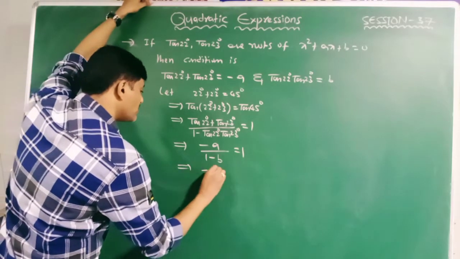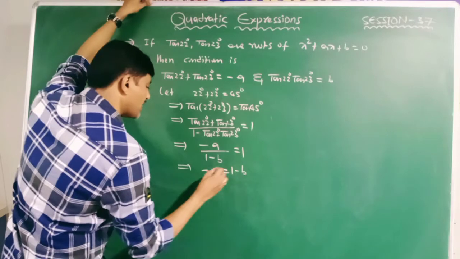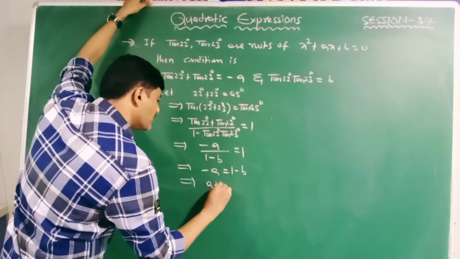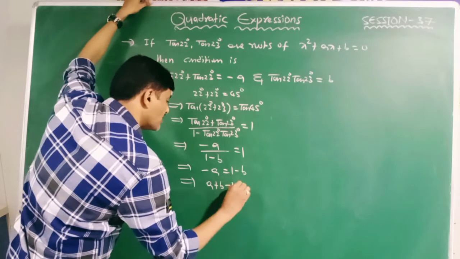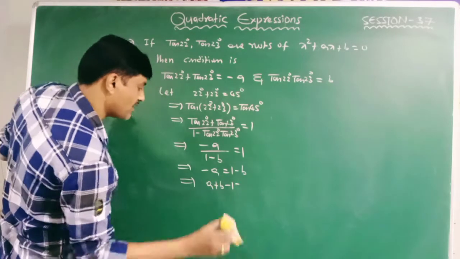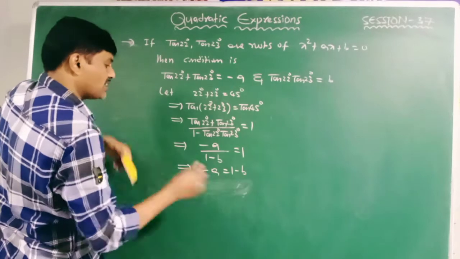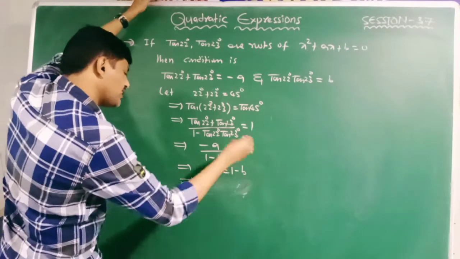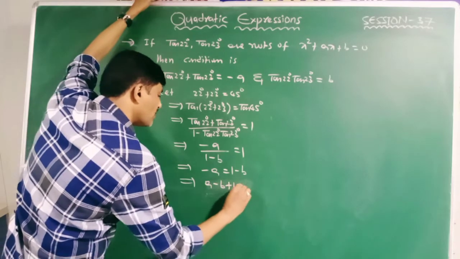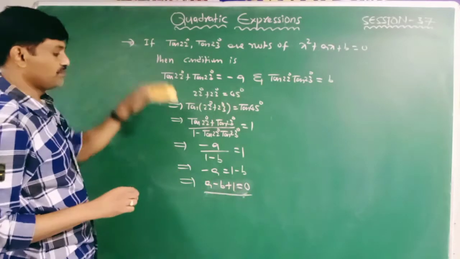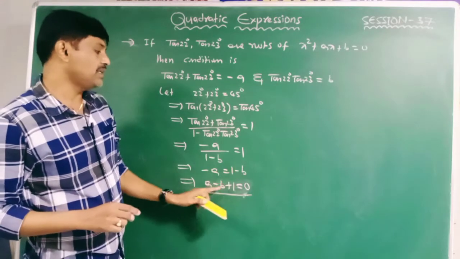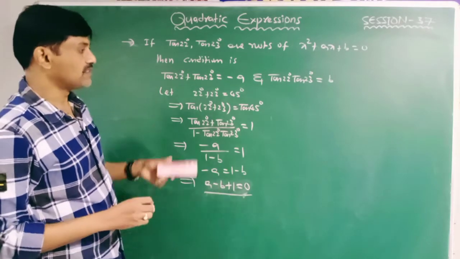Therefore minus a is equal to 1 minus b. That implies, bringing to that side, a plus b minus 1 is 0, or minus a plus b; otherwise, bringing this side, a minus b plus 1 is equal to 0. Yes, this is what? Minus a will become plus a, minus b plus 1 is equal to 0.